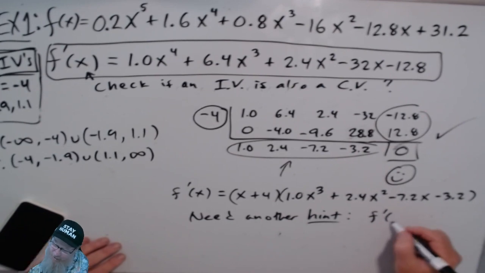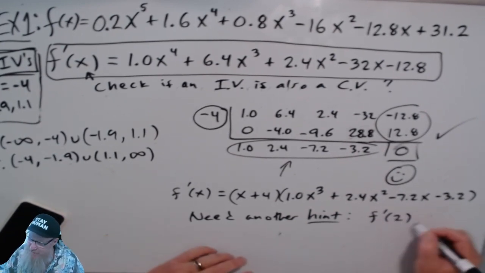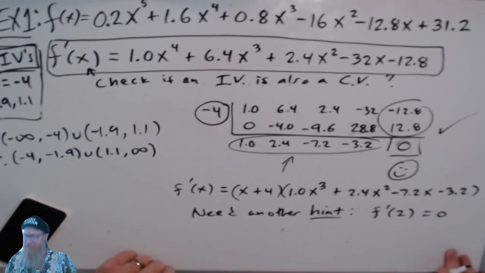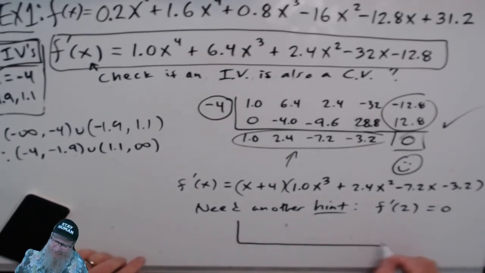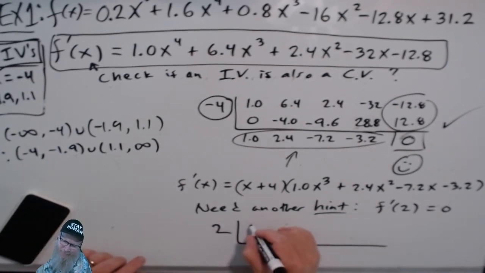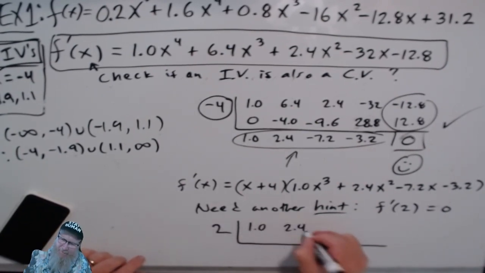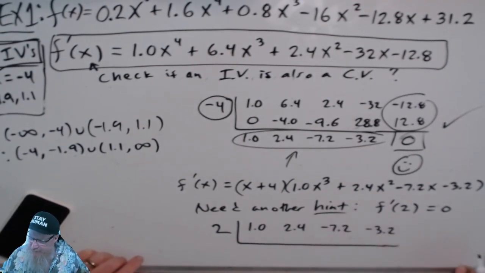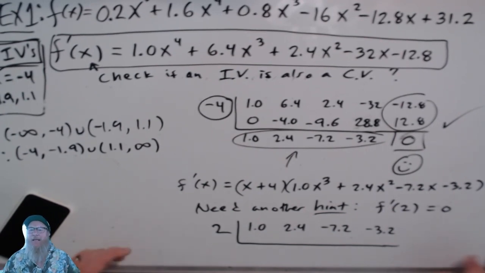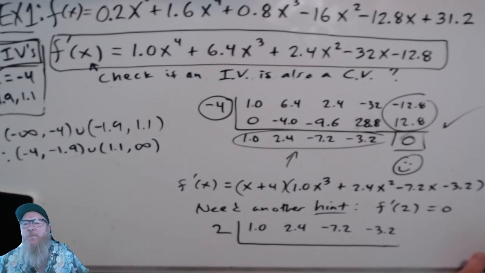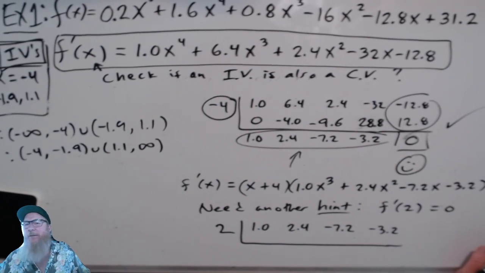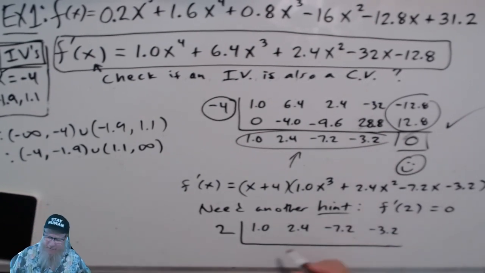All right. f prime of 2 is equal to 0. So I'm going to give you another hint. So I've got 1.0, 2.4, negative 7.2, and negative 3.2. I considered not doing this problem, but it was so much work on the back end to create it and to get the graph right that I figured, we might as well do it. We might as well stick together on this one.